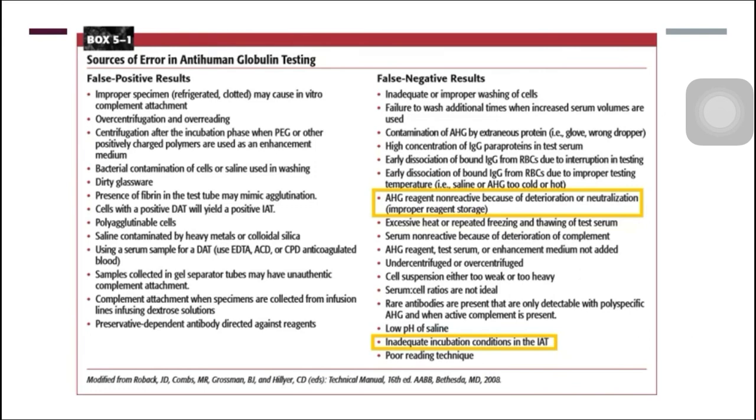Okay, so those are the sources of error in anti-human globulin testing po. So, false positive results, usually mga interferences po. Also over centrifugation. For false negative, again, AHG reagent non-reactive po that may be due to deterioration or neutralization po. Okay, and also inadequate incubation conditions in the IAT po.